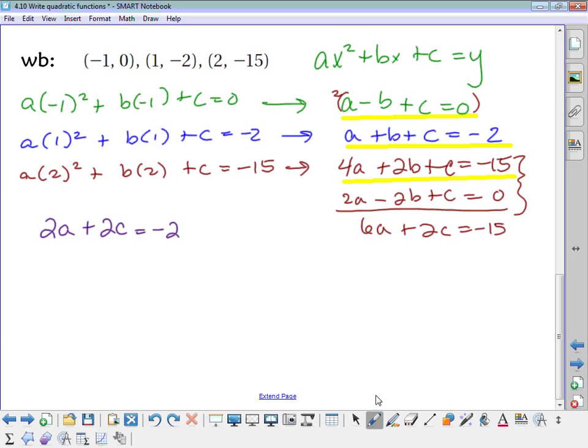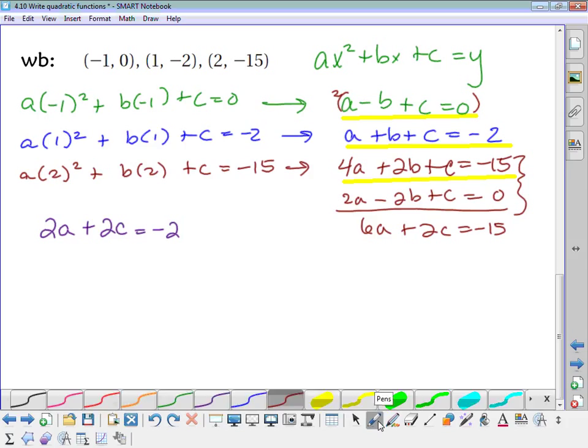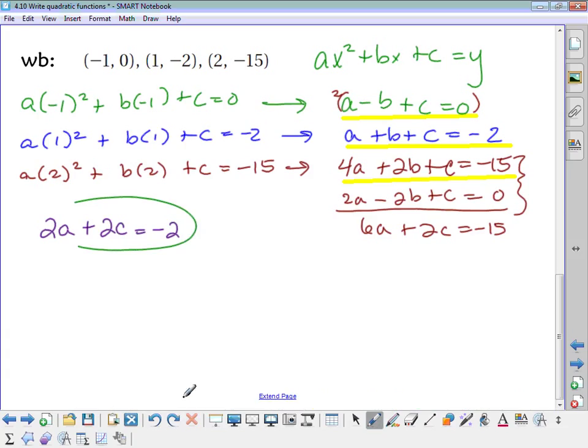So since I have 2a plus 2c, I can multiply this equation here just by negative 1. So negative 2a minus 2c equals a positive 2. And then my c's cancel out, and I have 4c is equal to negative 13. That's not a very pretty number.